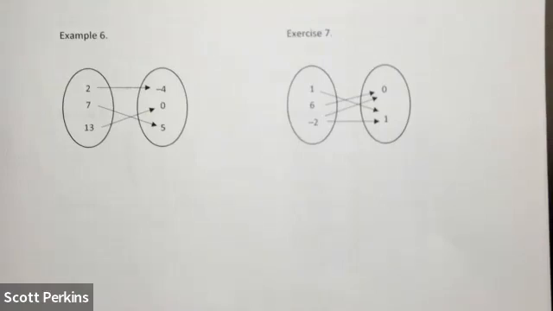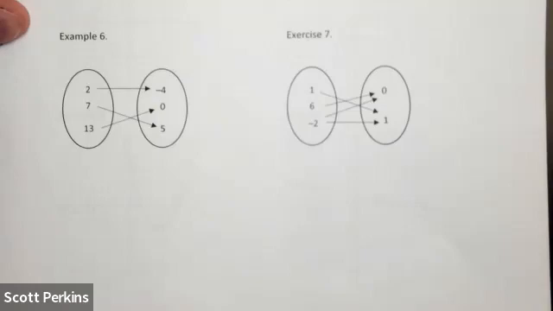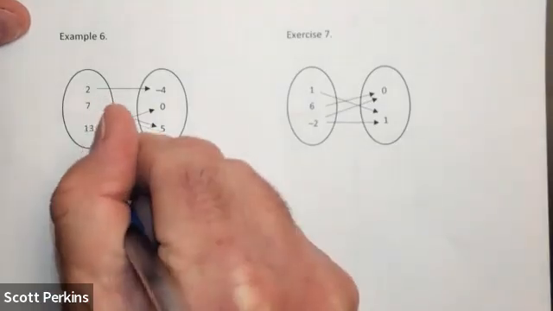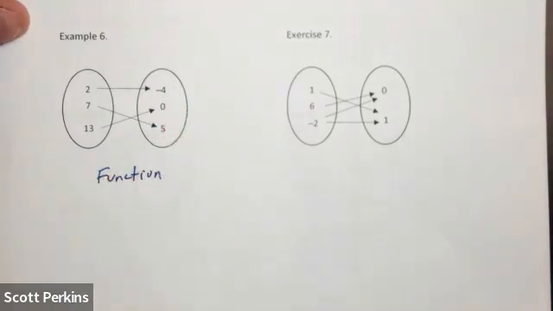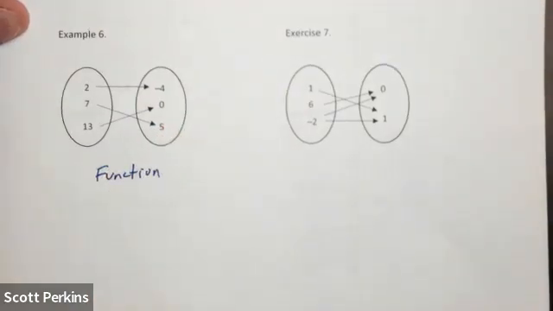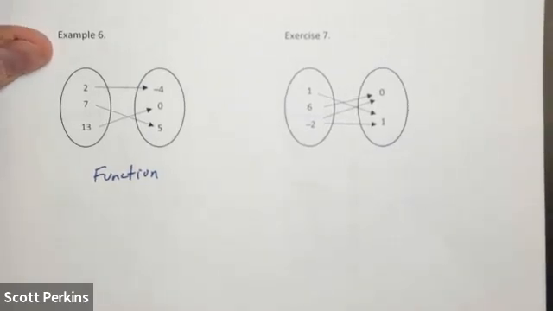So this time, the relationship is defined by those arrows, the mapping from the x over to the y. So example 6, is example 6 a function or not a function? It's a function, and the way that I know that is each x gets exactly one y value, and I can see that because each x has exactly one arrow leaving it.